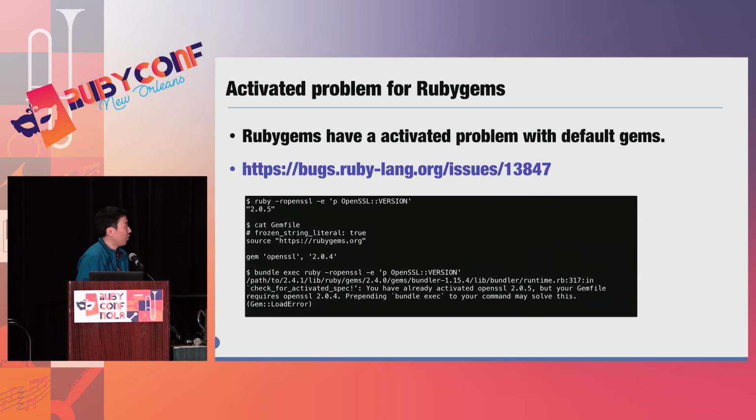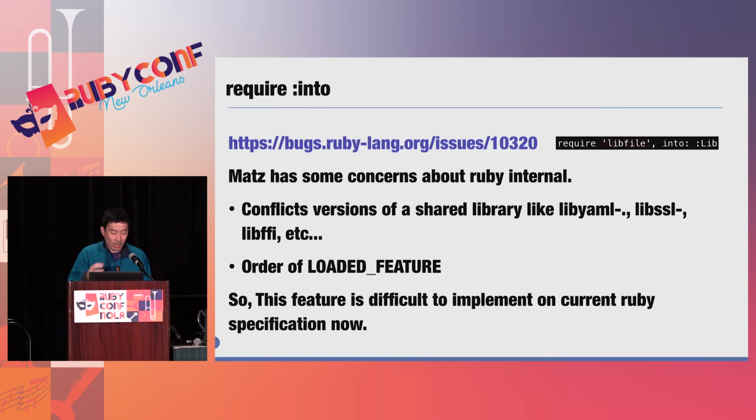So I created a proposal for solving this problem. I hope for a new syntax and feature that can place modules under an arbitrary namespace, like require blah blah into some arbitrary namespace, like lib. Like this. But there are many problems in the current CRuby specification, such as shared libraries of native extensions and the loaded feature variable problem. So in the current status, we cannot fix this activation problem for RubyGems and Bundler dependencies. It needs continued discussion and work.